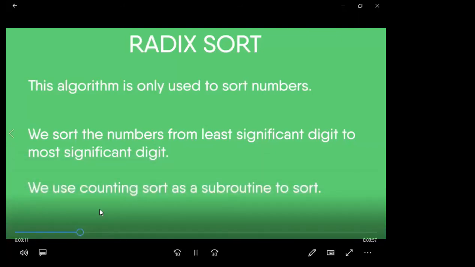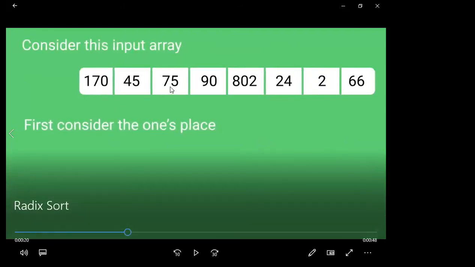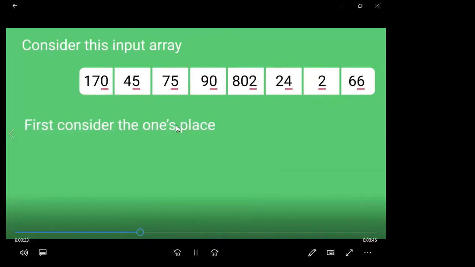So it is a very easy technique. So let's see its example. Consider this input. These are the elements 70, 45, 75, 90, and then 802, 24, 2, and 66. Okay. So these are the elements. First, consider the ones place. So we need to sort the ones place first. Okay. So counting sort will be applied on only the ones place. So we are using counting sort to sort the ones place actually.